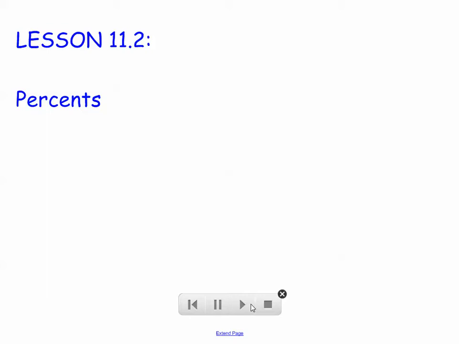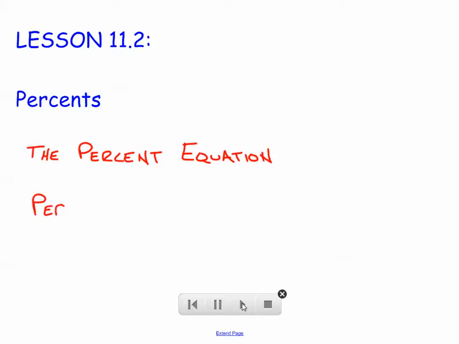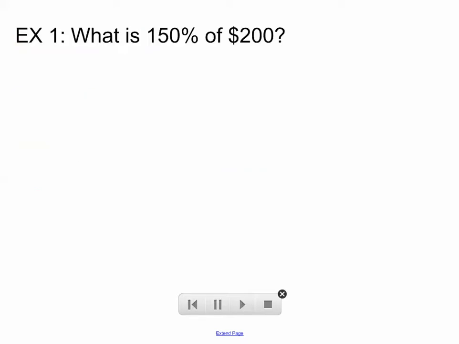Okay, section 11.2, dealing with percents. We're going to concentrate on the percent equation, which is percent times of equals is. See how this works here through several examples.